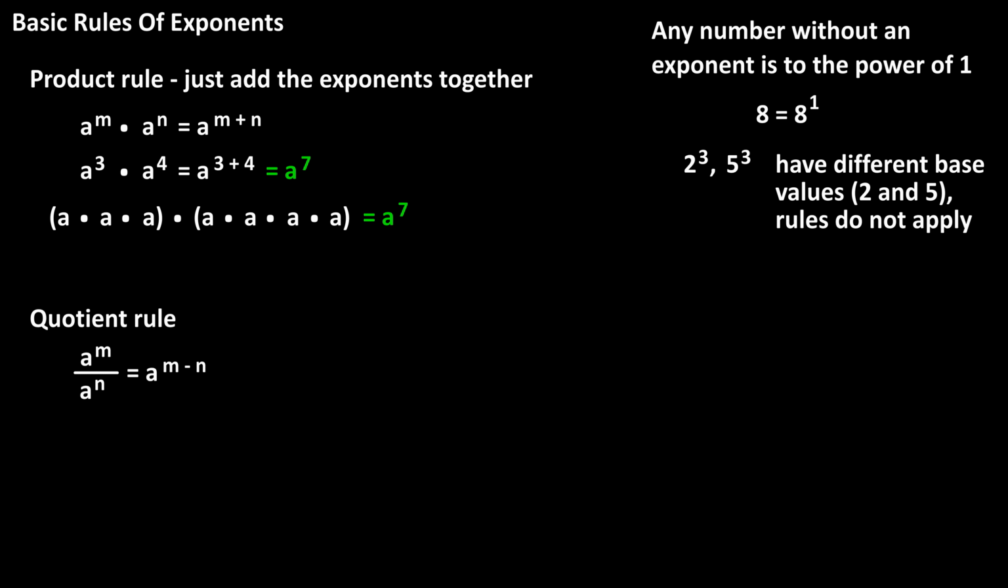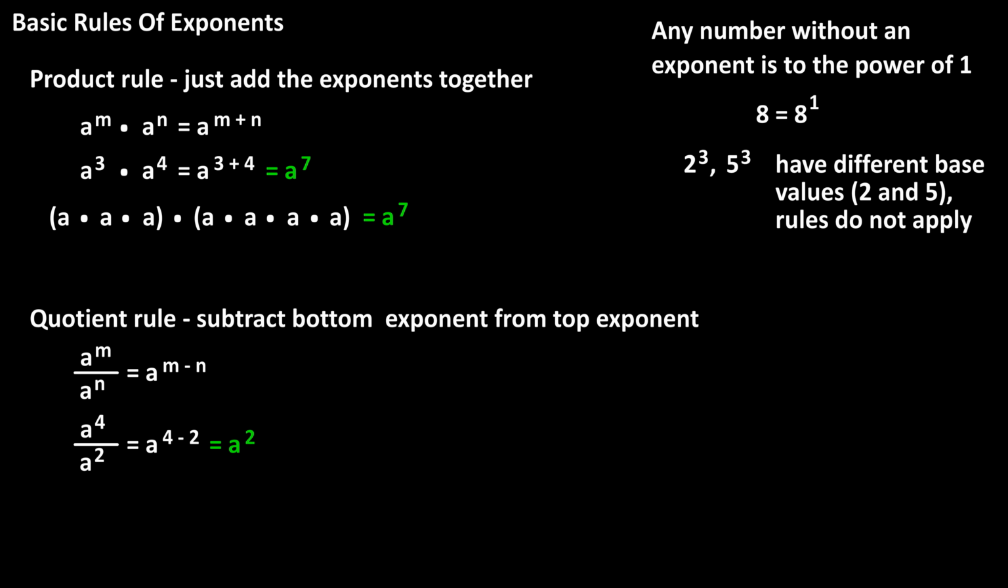The quotient rule for exponents is a raised to the m divided by a raised to the n equals a raised to the m minus n. So for division, we subtract the exponents. For instance, a raised to the 4 divided by a raised to the 2. Using the quotient rule, we subtract the exponent in the bottom from the exponent on top. So 4 minus 2 is 2. And we have a final answer of a raised to the 2.